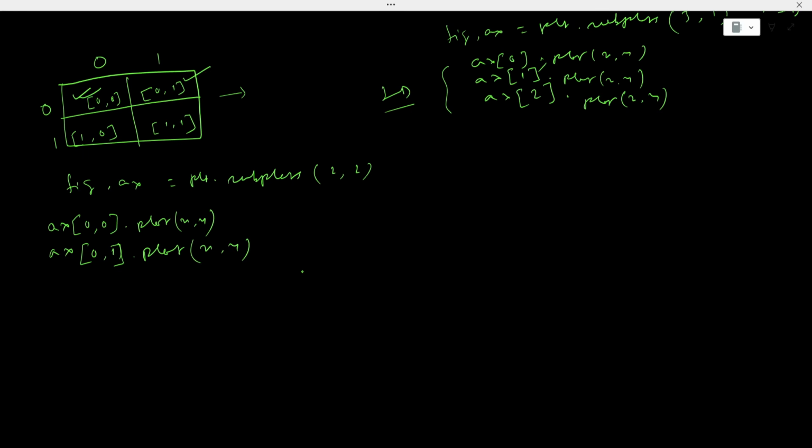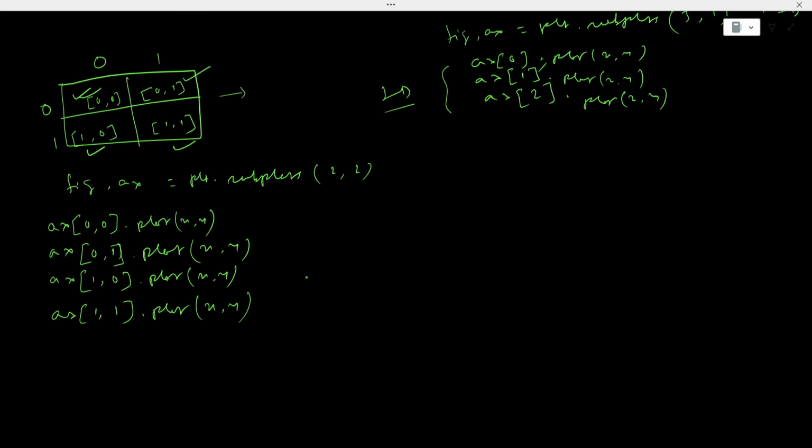In the same way, to access this position, I have to write ax[1, 0] dot plot, and I have to pass my x, y. And in the same way, in order to access this position, I have to write ax[1, 1] dot plot, and I have to pass my two values, that is x and y. So this is how you can create your axes at once using subplots, and you can plot all your graphs in each axis, and you have the complete axes object of each axis.